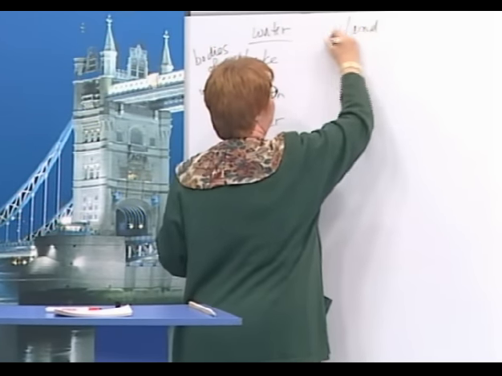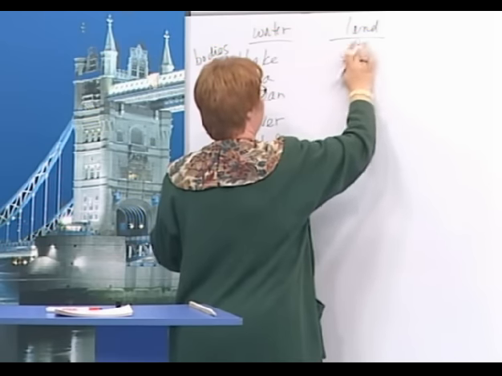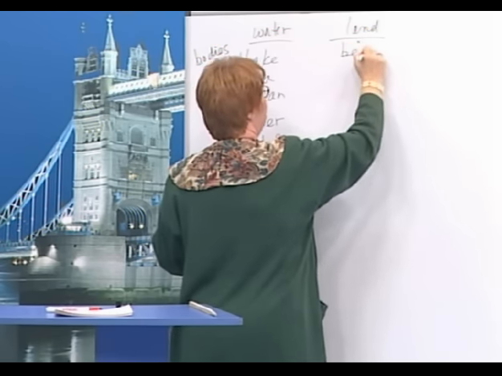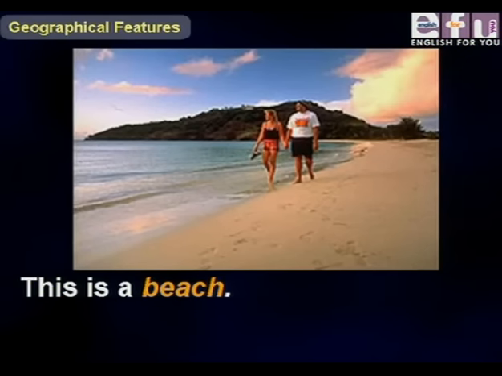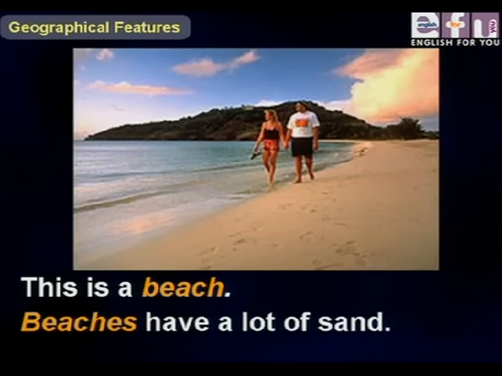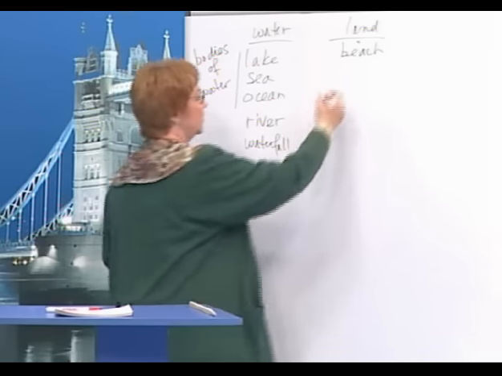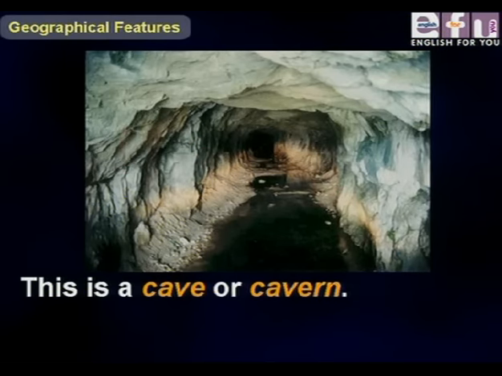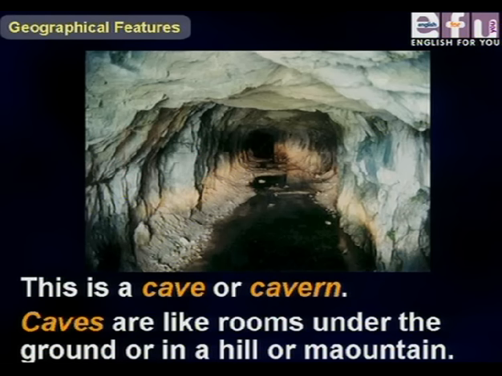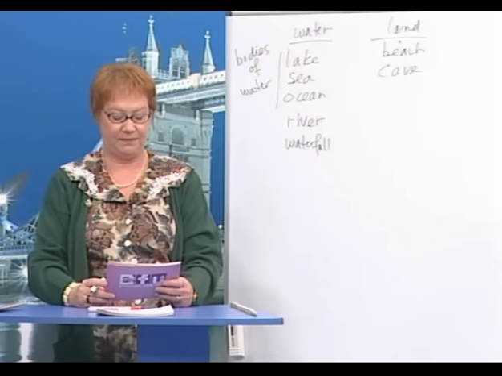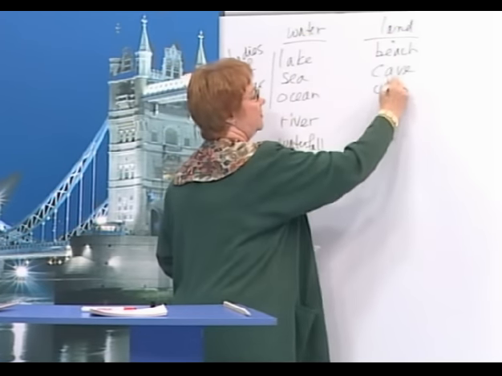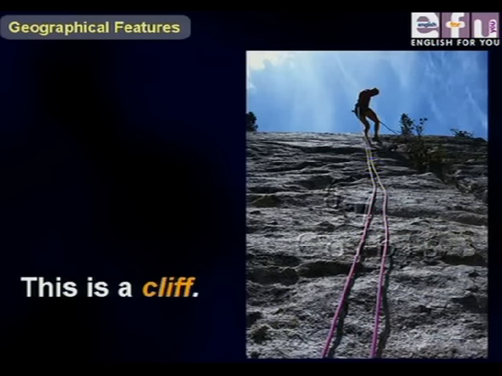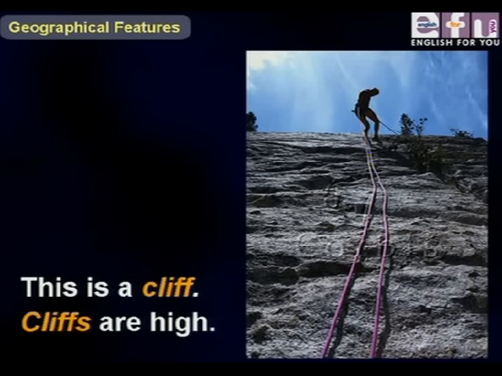So these are land features. The very first one is beach. Beach. Okay? Now you see this is a beach. Beaches have lots of sand. The next one is a cave. This is a cave or cavern. Caves are like rooms under the ground or in a hill or mountain. The next one is cliff. Cliff. This is a cliff. Cliffs are high.